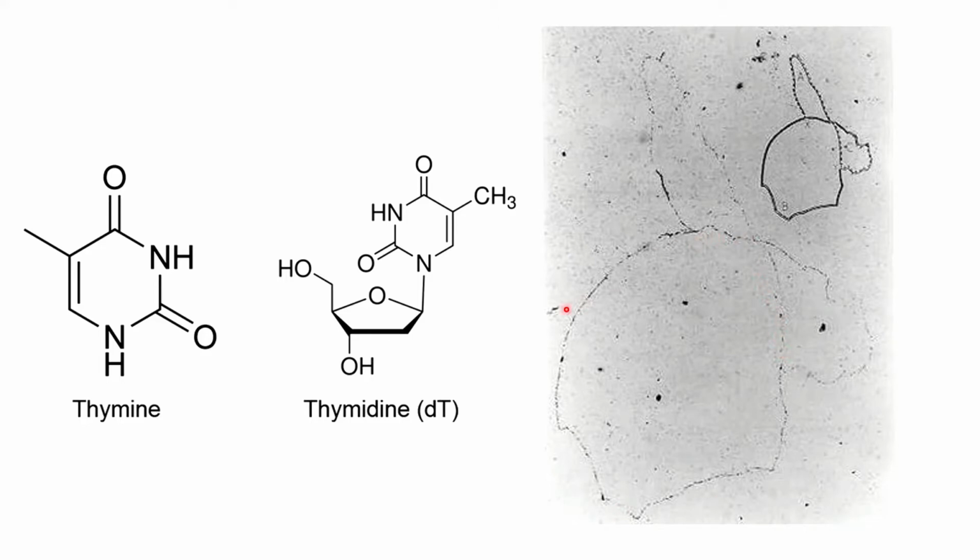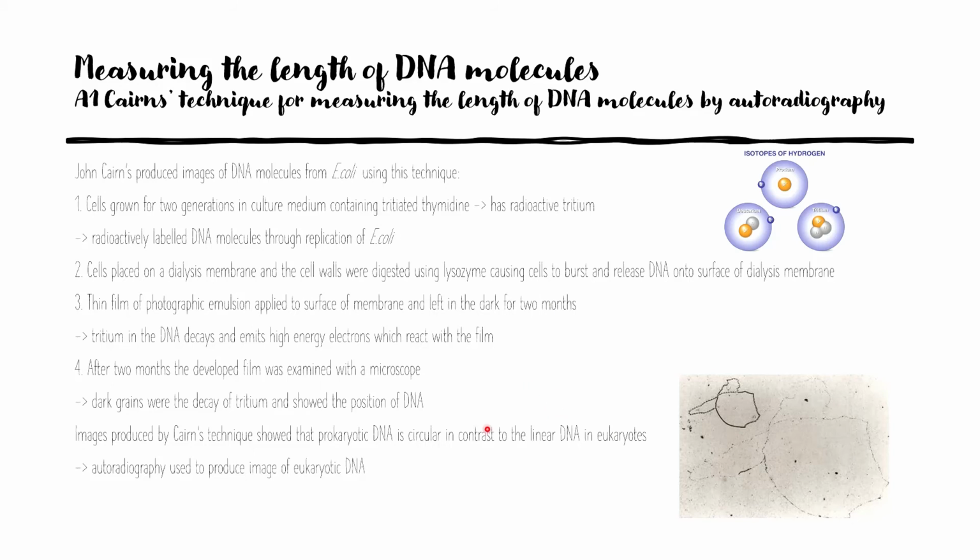We can see that there are gaps between these dark grains. That's because only thymidine or the nucleobase thymine was radioactively labeled, and we know in DNA we have 3 other bases, guanine, adenine, and cytosine, so we can infer that these gaps are filled in by those 3 other bases. But they generally show us that prokaryotic DNA is circular, and this contrasts with the linear structure of DNA in eukaryotes. How did he know that DNA was linear in eukaryotes? Well, he used autoradiography to get images of eukaryotic DNA.